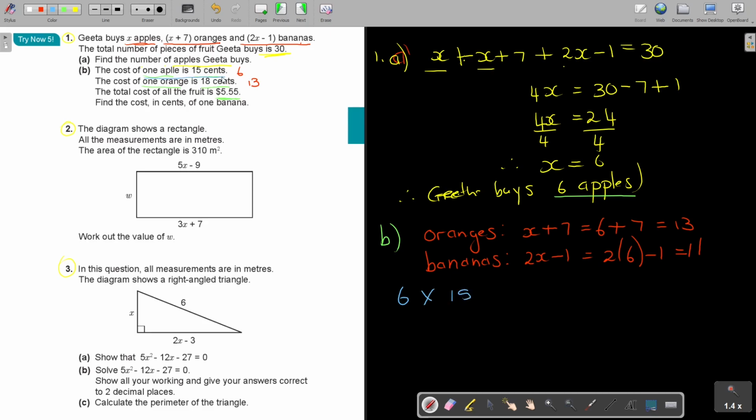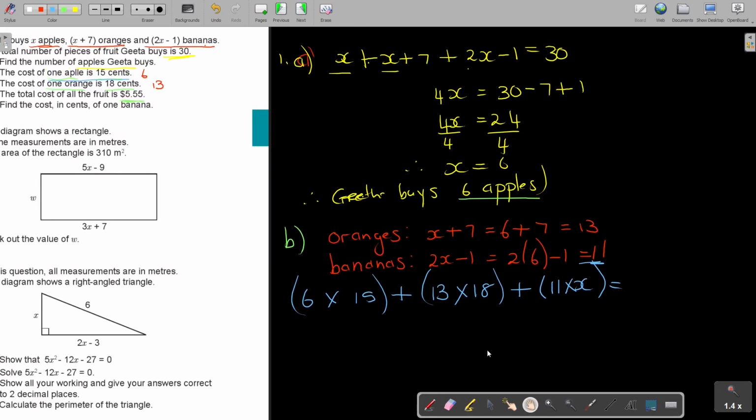It seems I didn't spell that correctly. Apple, one apple, that's correct. Okay, one apple plus 13 times 18. But I don't have the bananas, do you see? So what I'm going to say is 11 times x. And now, because this is all in cents, I must take the dollar to cents, so I just multiply with 100 there.